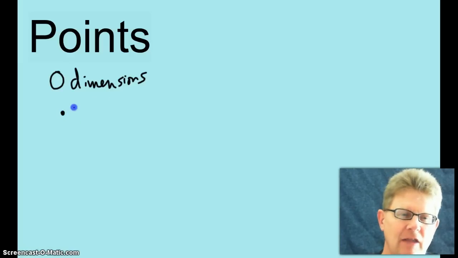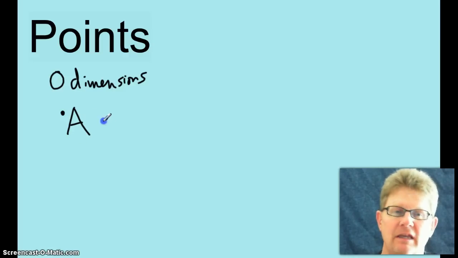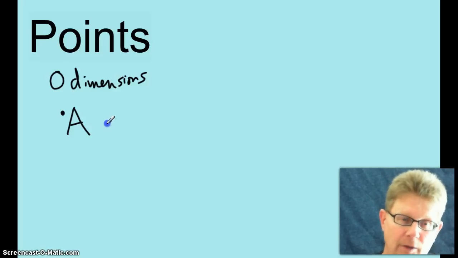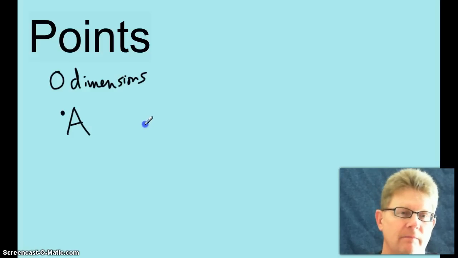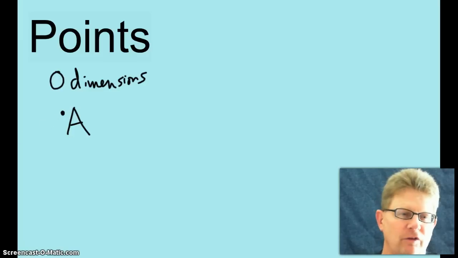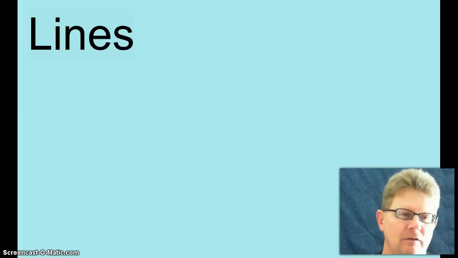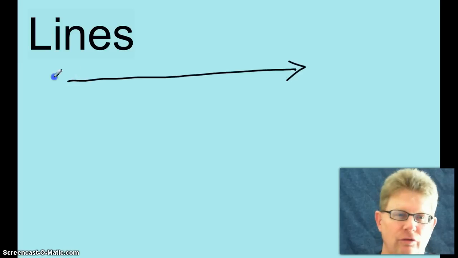A point is labeled with an uppercase letter always. Never will a point be labeled with a lowercase letter. Uppercase letter only. And we're going to build everything else up from points. The first thing that we're going to build up is a line. A line is a straight arrangement of points. It has an infinite number of those points.